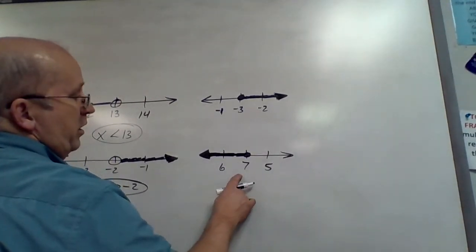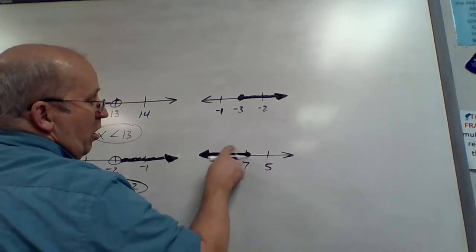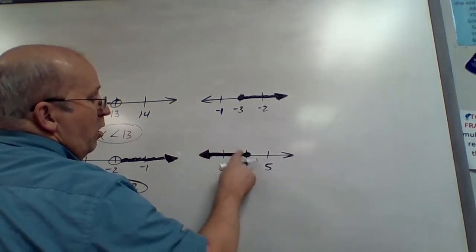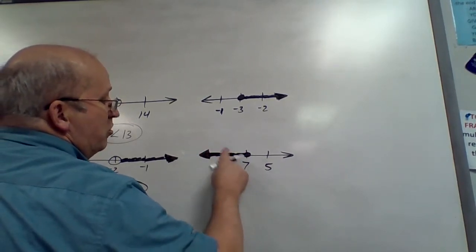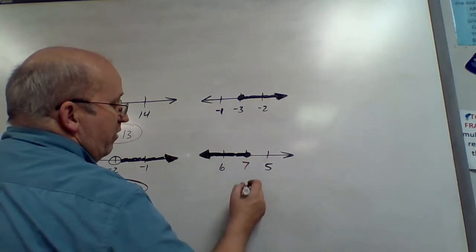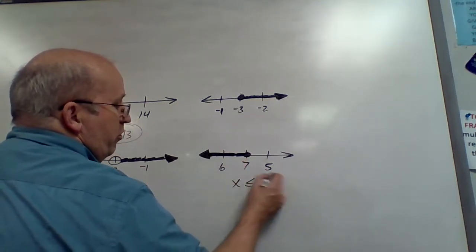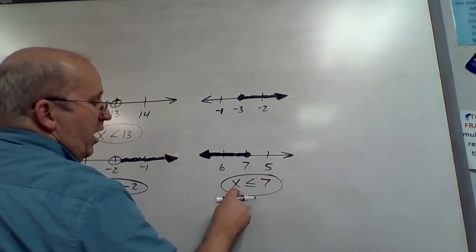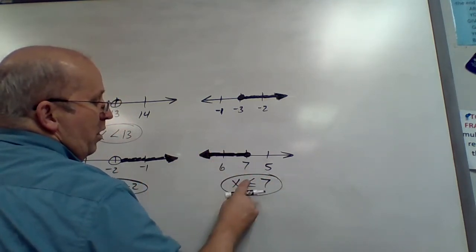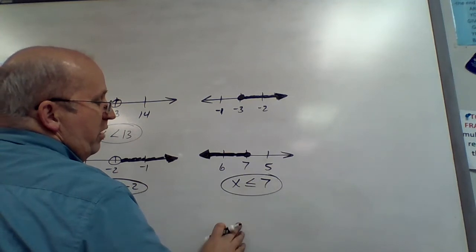Let's move over to this one. How about this one right here? Notice the filled-in circle? All of the numbers are smaller than or equal to positive 7. They're smaller than or equals to 7. So this would be the inequality. X happens to be any number that's smaller than or equals to 7.